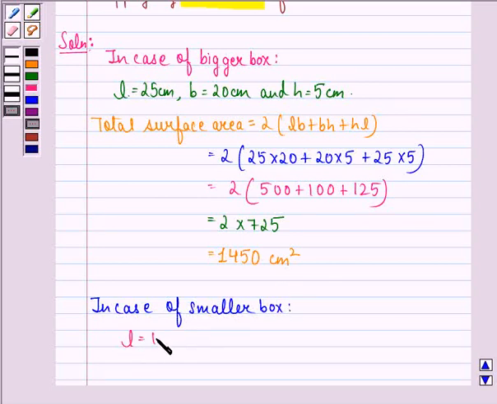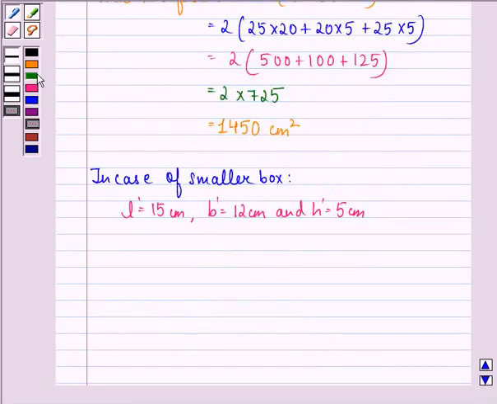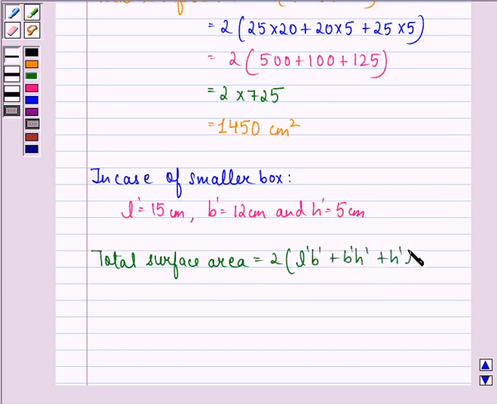Now we see that in case of smaller box, it is given to us in the question that L is 15 cm, B is 12 cm, and H is 5 cm. Now we can denote this by L dash, B dash, and H dash. Again, the total surface area for the smaller box will be equal to 2 into L dash B dash plus B dash H dash plus H dash L dash.